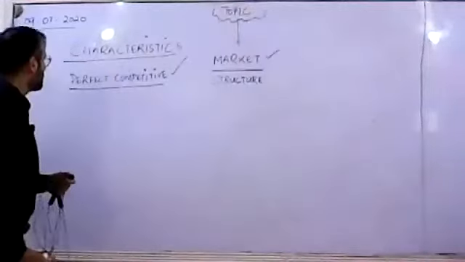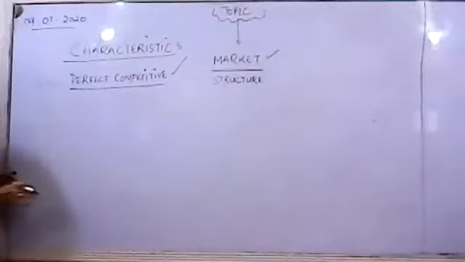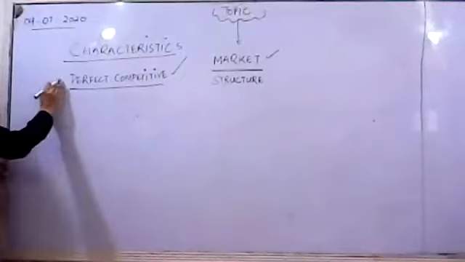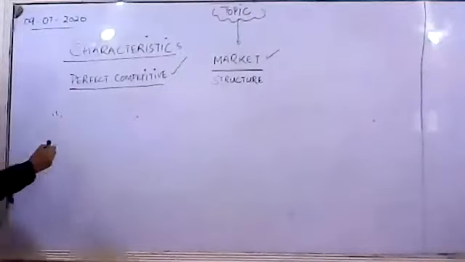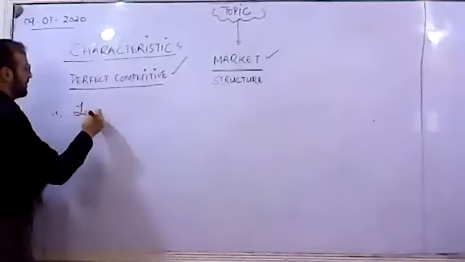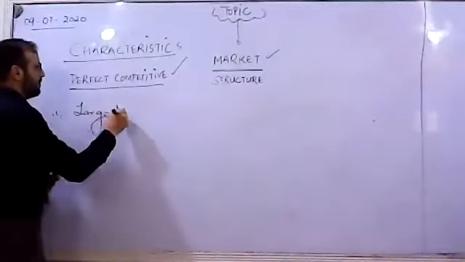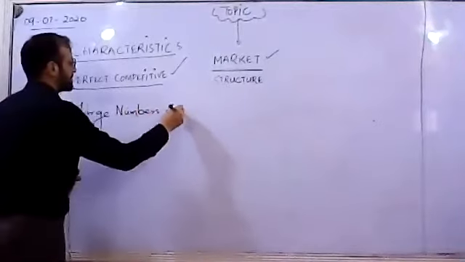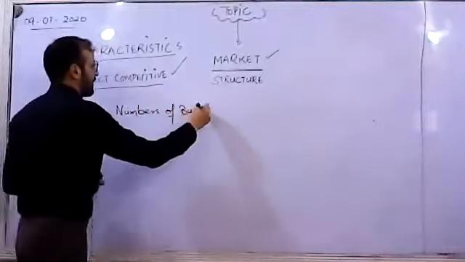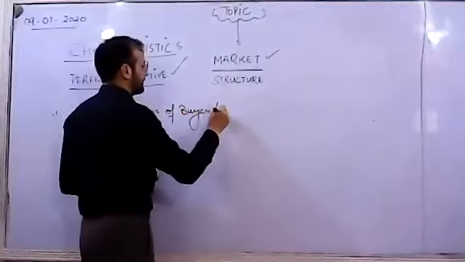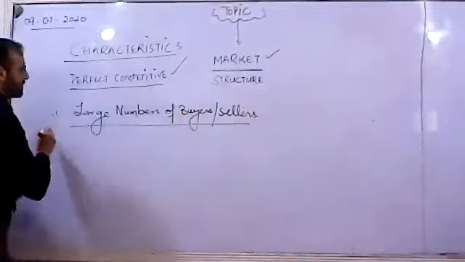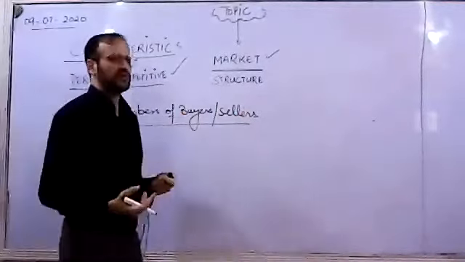And let's see what are the things which we need to know about the perfect competitive firm. The very first characteristic for the perfect competitive is that there are a large number of buyers and sellers. All right, we know that the market is structured based on the buyers and sellers.